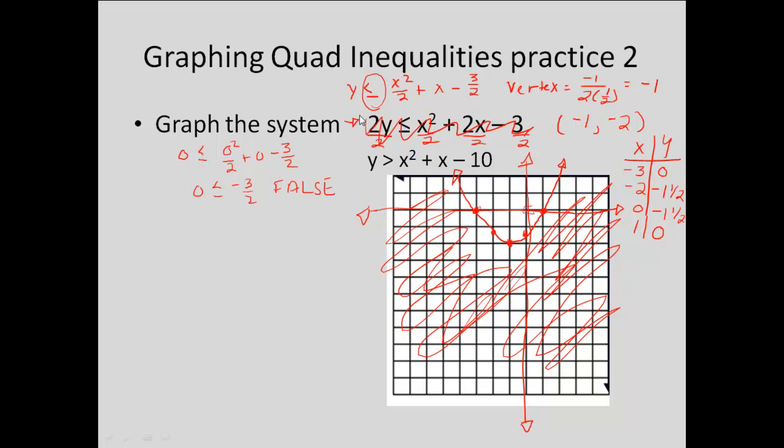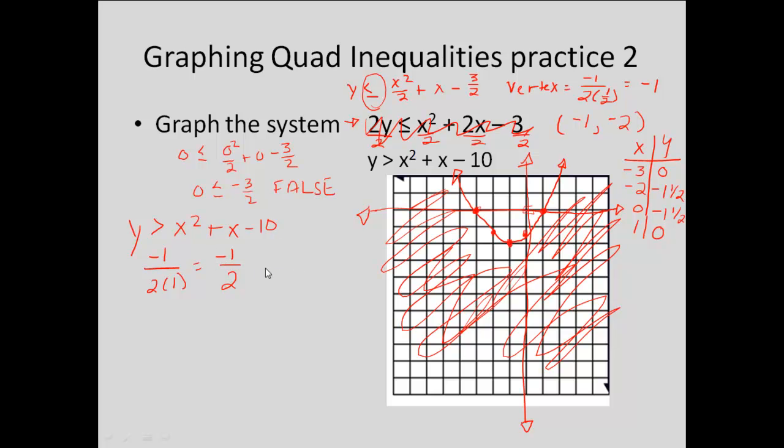Now that I've gotten the first inequality done, we can tackle the second inequality. So now I'm going to be working with y is greater than x squared plus x minus 10. Start off by finding my vertex. It's already in standard form, so I don't have to rearrange it. So I need to do the opposite of b, all divided by 2a. And in this case, for the x-coordinate of my vertex, I get -1/2.